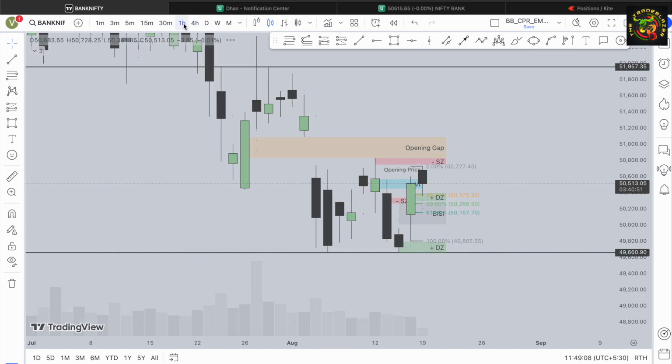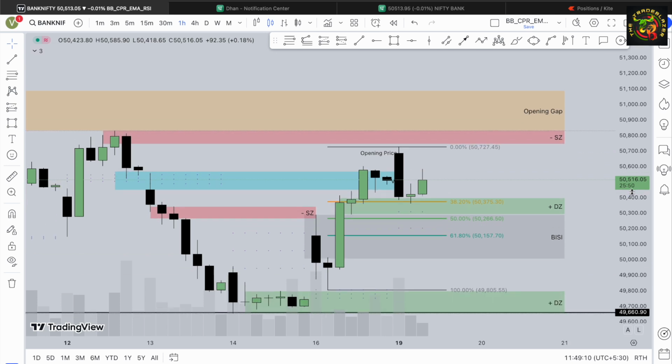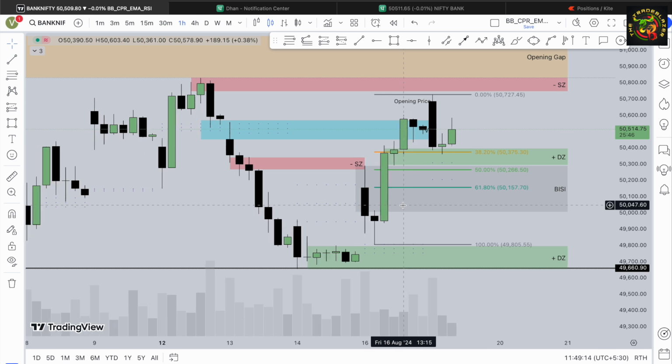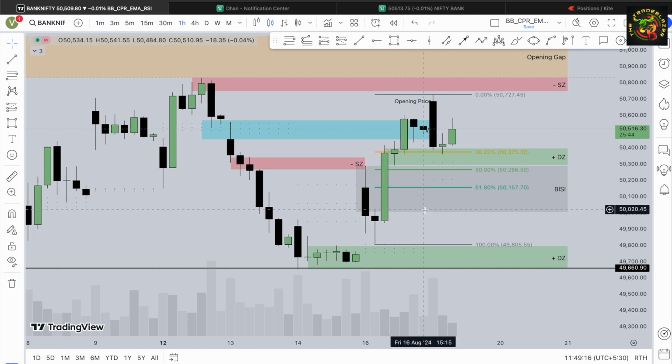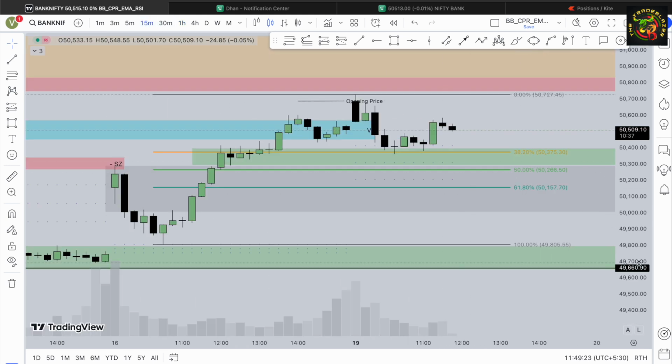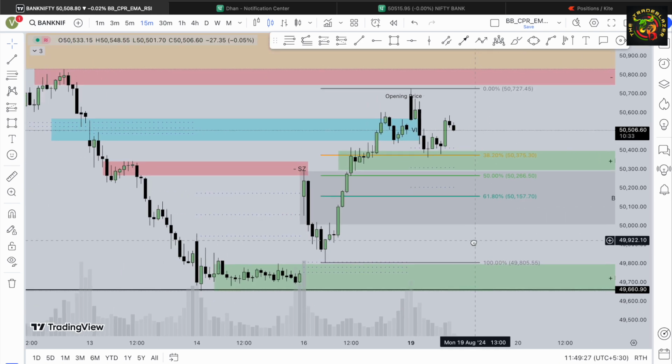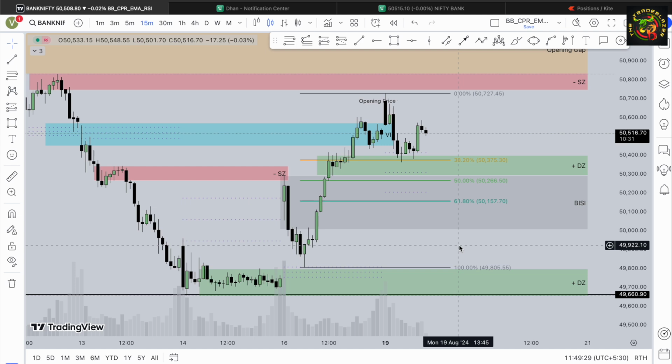If I shift to the one hour time frame, you can see there is a huge imbalance over here. This is something that we can observe in the 1 hour time frame, and you can see this supply zone and demand zone as is. Then if I further shift to the 15 minutes time frame, we'll talk about the possible trades for today.